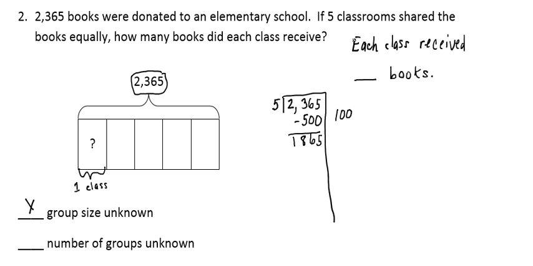So let's go higher this time. Let's go 200. If 100 times 5 is 500, then 200 times 5 would be 1,000. We just doubled that. That helps me whittle this problem down a little bit faster. Subtract. I have 865. Now I know I can use another 100.